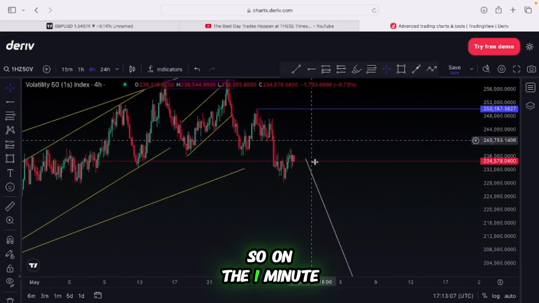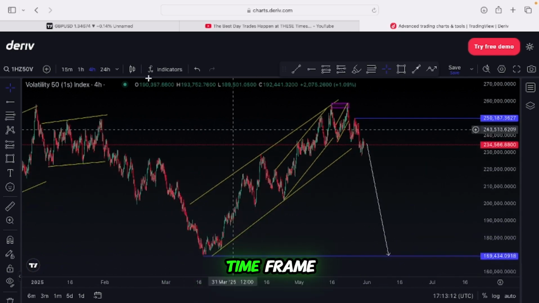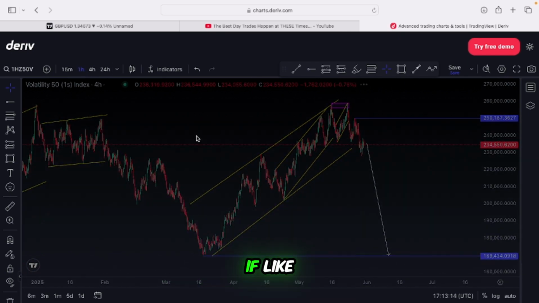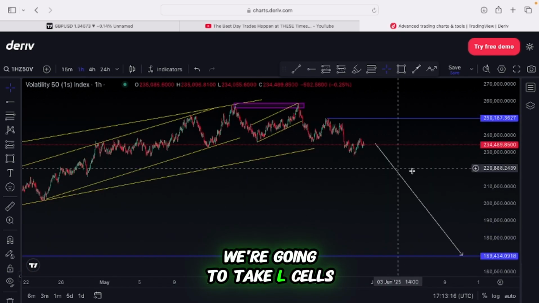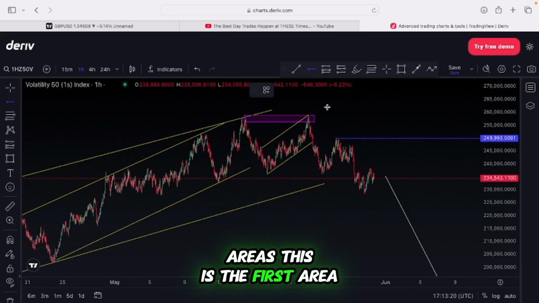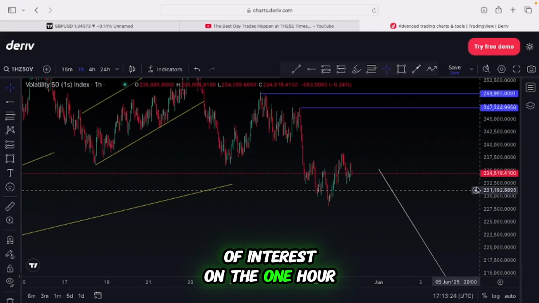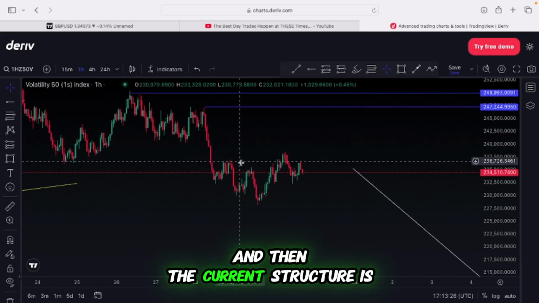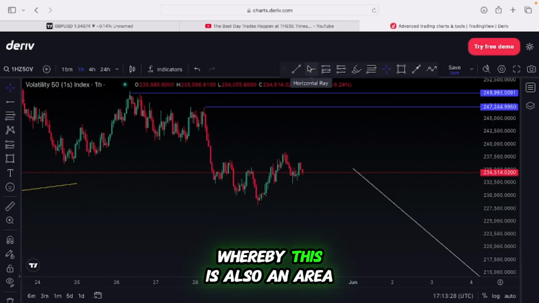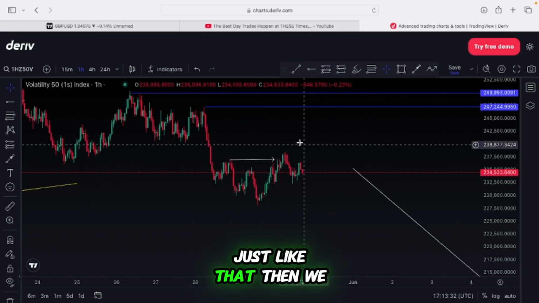So on the 1 hour time frame, sorry about that, that is where we decide if we're going to take early sells or not. So I have two areas. This is the first area, this is the second area of interest on the 1 hour. And then the current structure is this one, whereby this is also an area of interest, just like that.